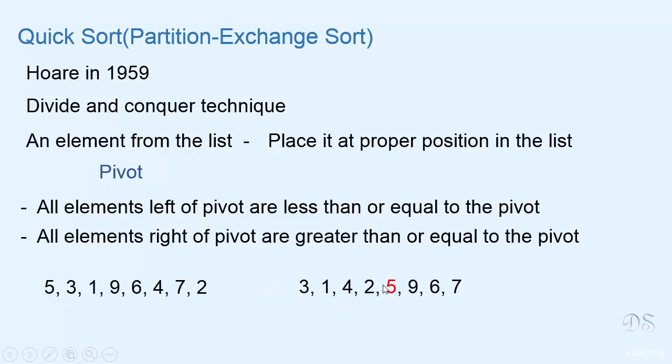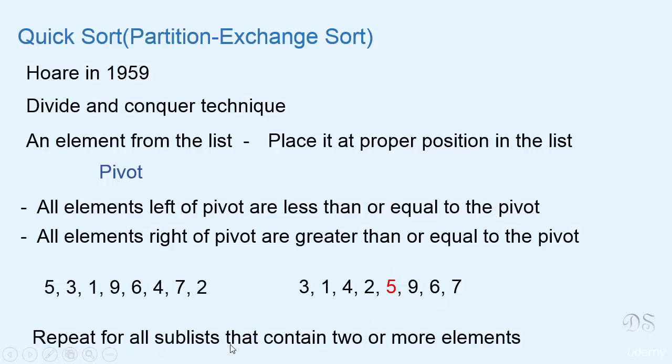This 5 has come at its final position and all the elements to the left of 5 are less than 5 and all the elements to the right of 5 are greater than 5. Now this list is divided into two sublists, one to the left of 5 and one to the right of 5. And the same process is applied to these two sublists. For this sublist, 3 is chosen as a pivot and it is placed at its proper position in this list, and then again it is divided into two sublists. Similarly, pivot is chosen for this sublist also. And this process is repeated for all sublists that contain two or more elements.